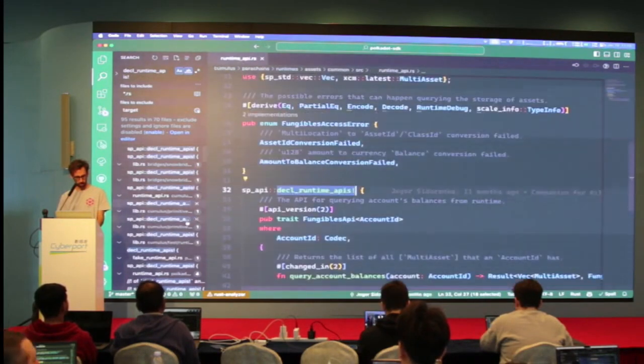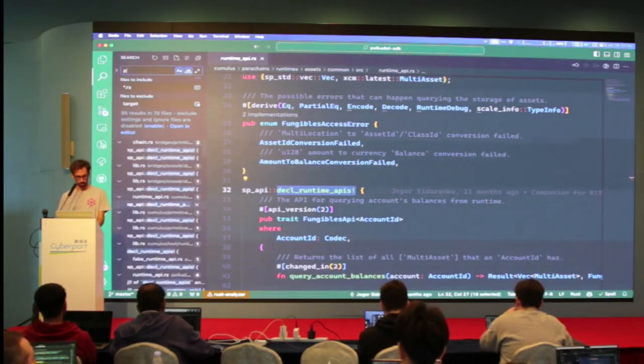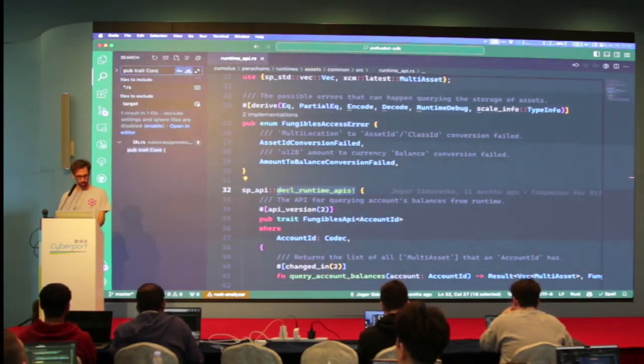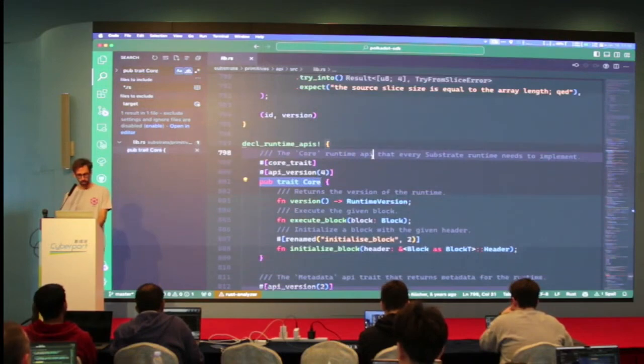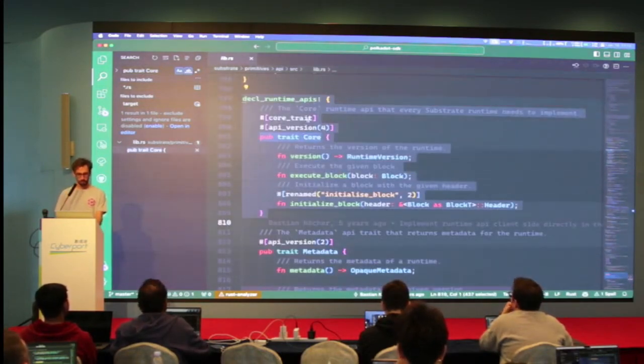It seems like I went over all of them. I didn't find the one that I was looking for. Let me see if I can. I know that the trait is called core. Maybe I can. Okay, I guess I missed it somewhere. I don't know. But this is also the main one. So this is like the mandatory runtime API that all runtimes also need to implement.